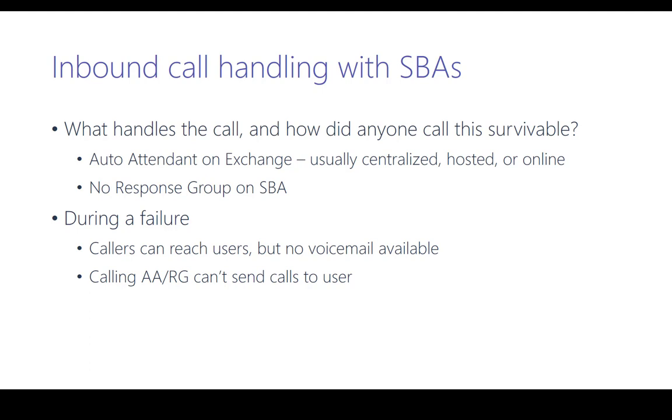All right, so let's say you do response groups instead of auto attendants. They're maybe similar enough for very basic situations where you could get away with that, but the response group service doesn't run on the SBA. It runs on the pool that's in that central office, and the WAN connection's down. So you get no response groups, no auto attendants, no voicemail. This is not good. This really, in my mind, isn't survivability.